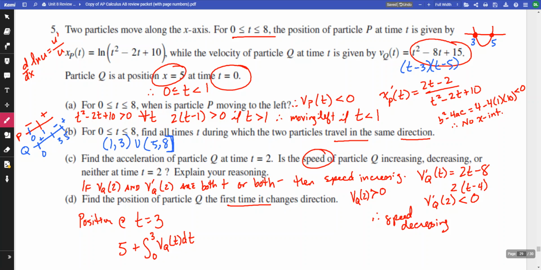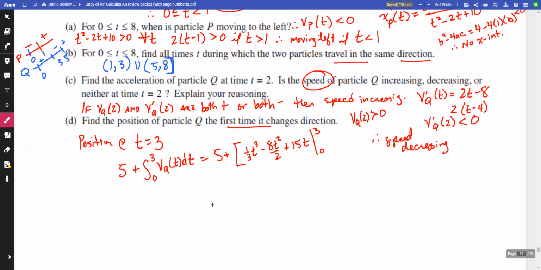So I need to find the integral. Man, a lot of work here. And yes, some of these problems, especially the later on problems, will have quite a bit of work. So we come in, we say, well, what's going to be our antiderivative? So this is going to be 5 plus antiderivative of t squared is going to be 1/3 t to the third power, minus antiderivative of 8t is going to be 8t squared over 2, and then plus 15t, and that's being evaluated from 0 to 3.